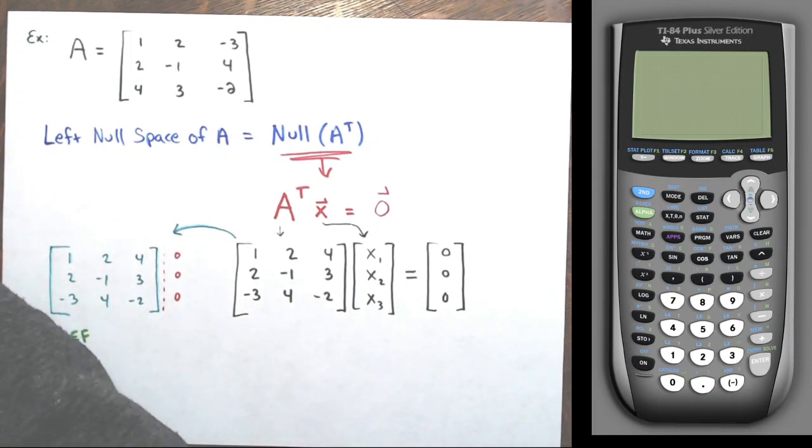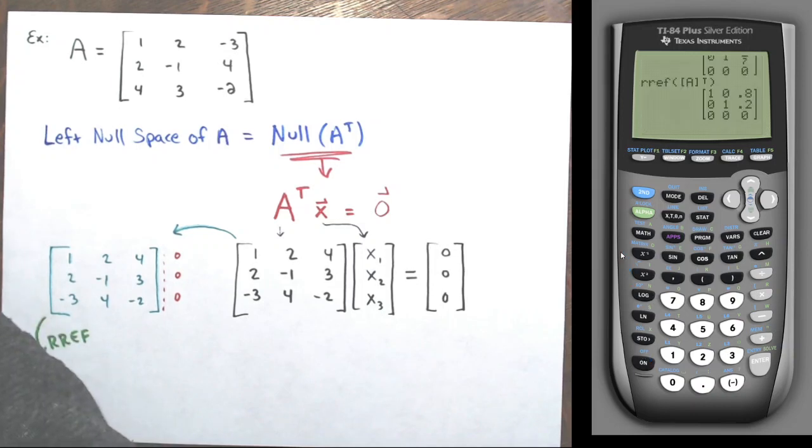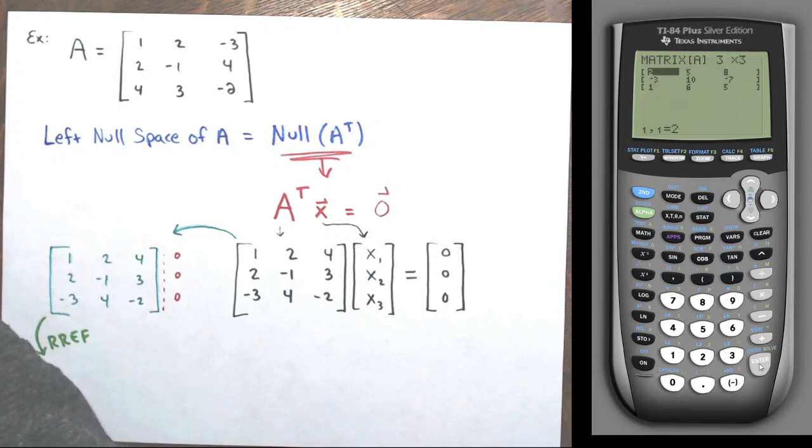Go to the calculator for that. All right. So I got my TI-84 Plus here. So second matrix, again, the 83 is very similar. Go to edit. This is a 3 by 3 matrix. I keep the size the same. First row has entries 1, 2, and 4. Second row 2, negative 1, 3. Third row negative 3, 4, negative 2. And since this is the first time I'm doing this on this video, I quit here.